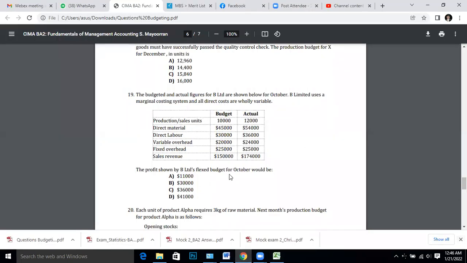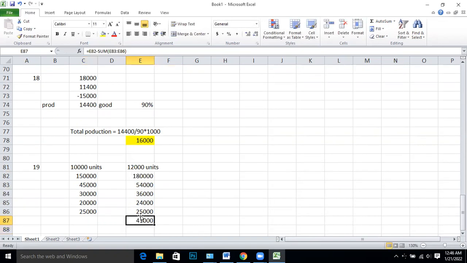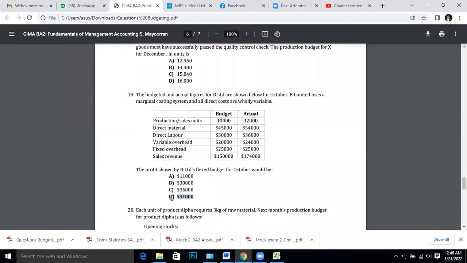Correct? So to find the profit, what you do? Revenue minus all the costs, sum of all these costs. 41,000 is the right answer. 41,000, option D.